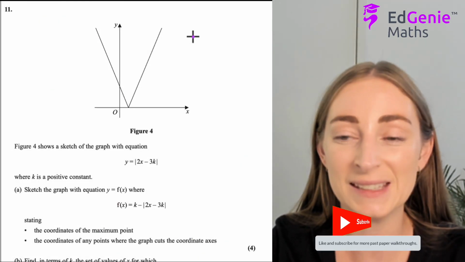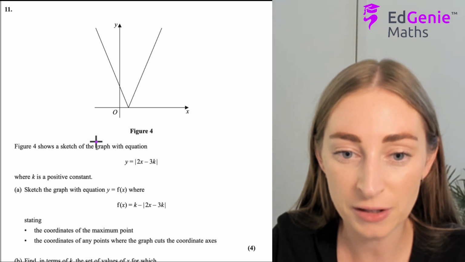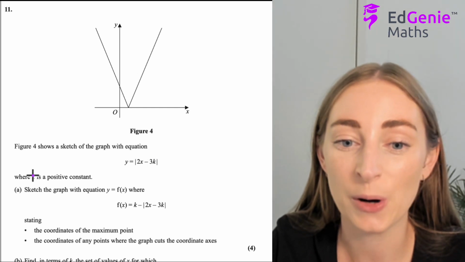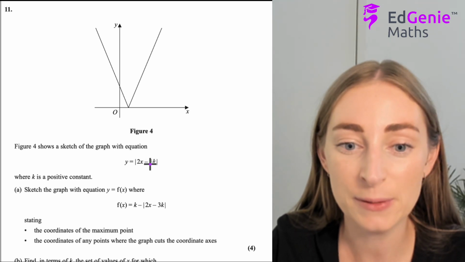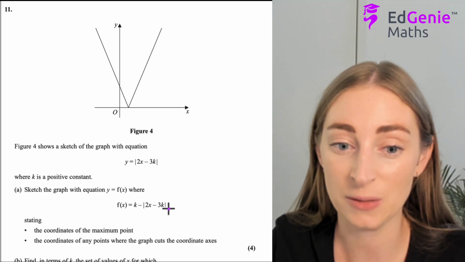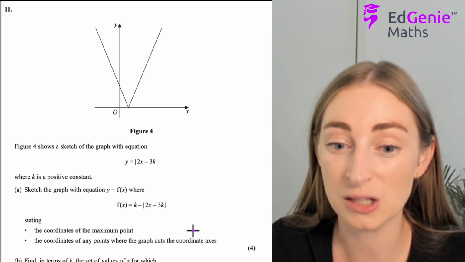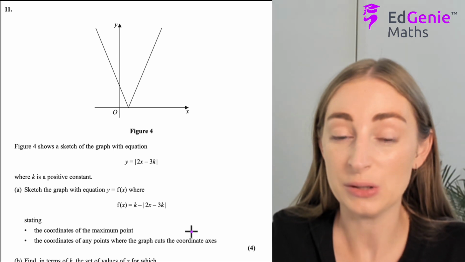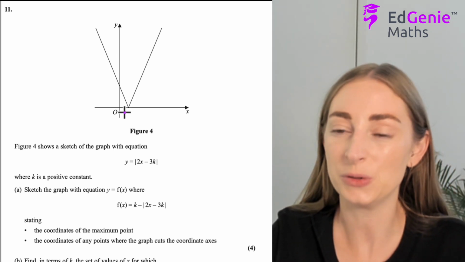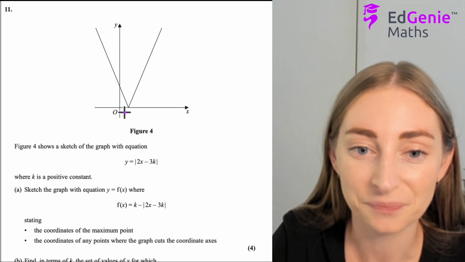Question 11, and this is a modulus question, so let's have a go at this. It shows the sketch of the graph. Okay, so we've got this graph where k is a positive constant. Now we want to do a translation. But on our translation, they want us to find the maximum point and where the graph cuts the coordinate axes. So it's really important that we know these coordinates, and then once we do our reflection and our translation, we'll be able to find out what that is.